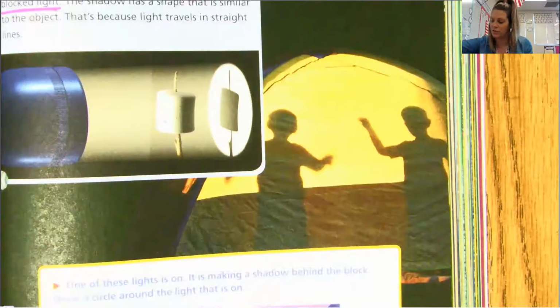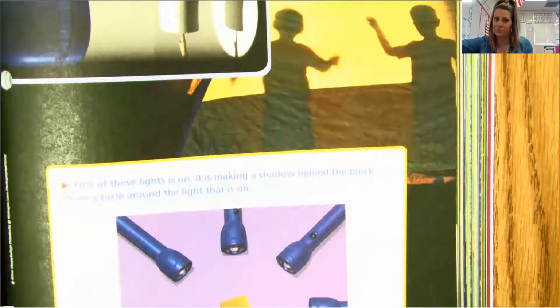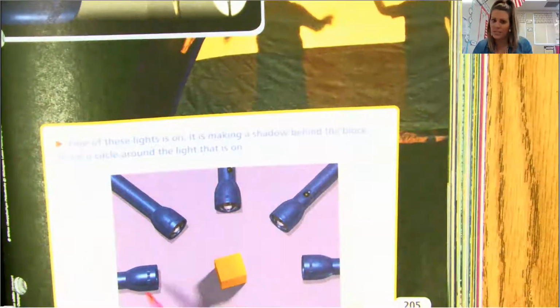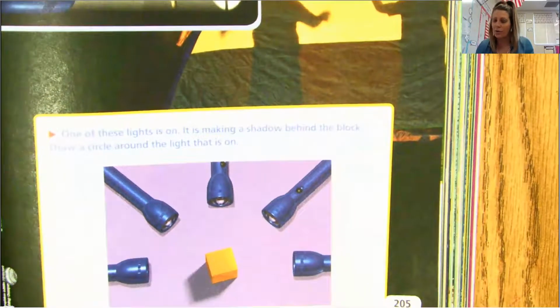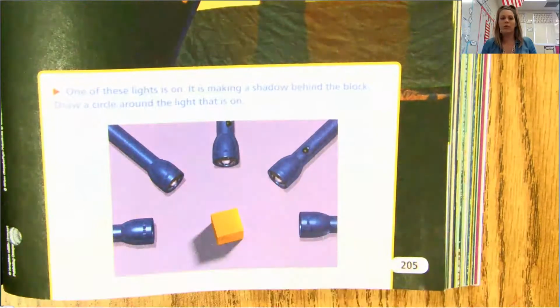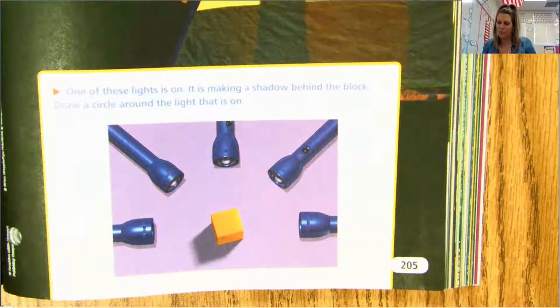All right, here's your first activity. One of these lights is on. So one of these flashlights is on. It's making a shadow behind the block. Draw a circle around the light that is on. So which flashlight would be creating the shadow? Which flashlight? Go ahead and circle it.